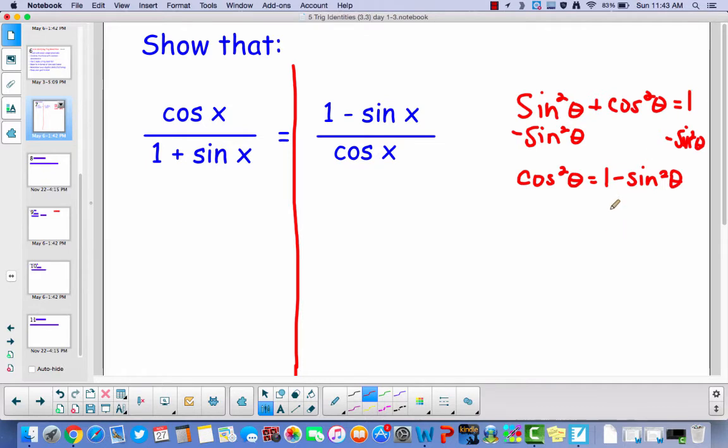Well, let's think back to algebra 2. If I had 1 minus y squared, what is that? Right, that's the difference of two squares. And so that would factor into 1 minus y times 1 plus y. Or, in this case, 1 minus sine of theta times 1 plus the sine of theta.